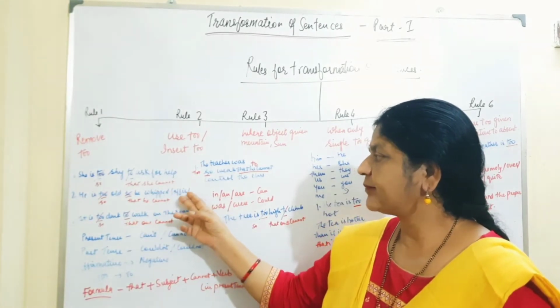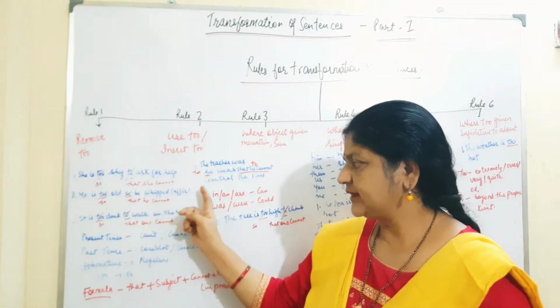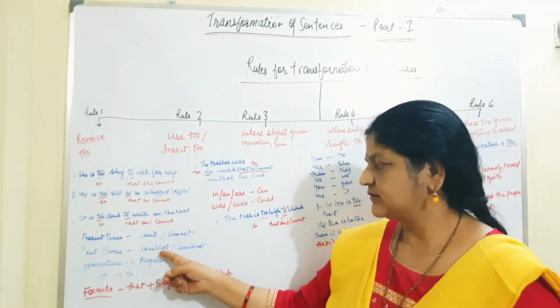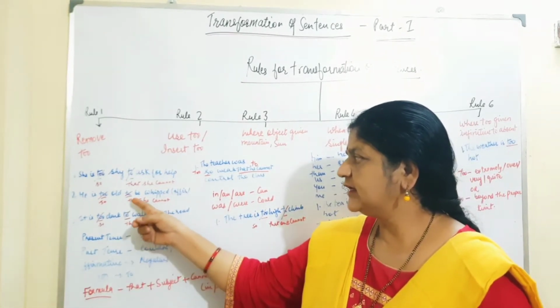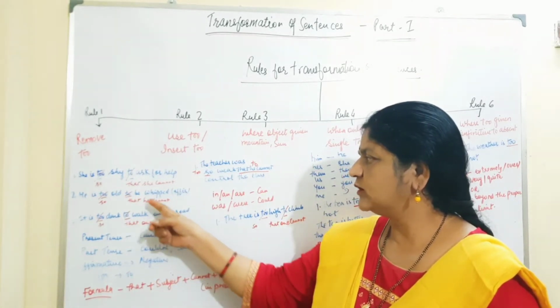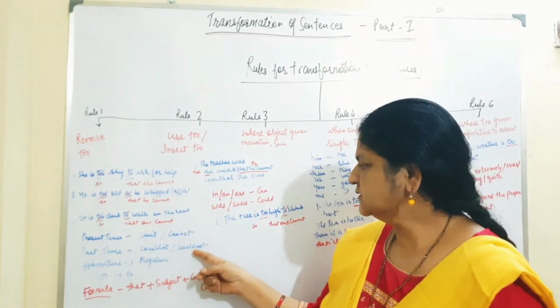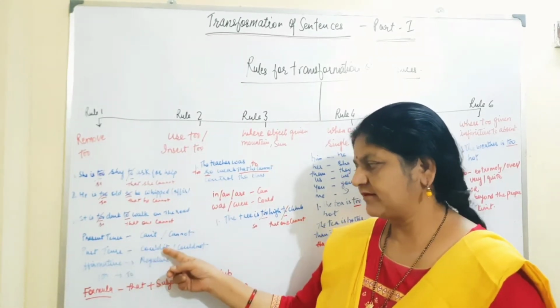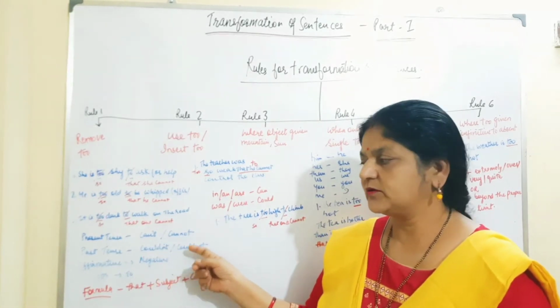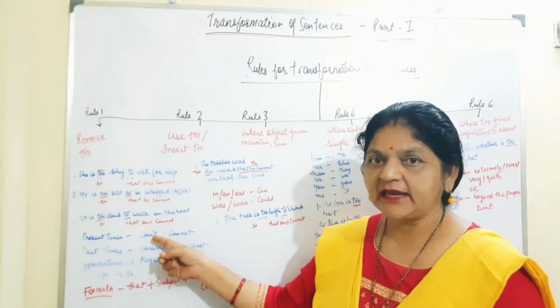Why? Because the sentence is in the present tense. If the sentence had been in the past tense, that is, 'he was too old', then it would have been 'he was so old that he could not'. So, if the sentence is in the past tense, it will be 'could not', and if the sentence is in the present tense, then it will be 'cannot'.